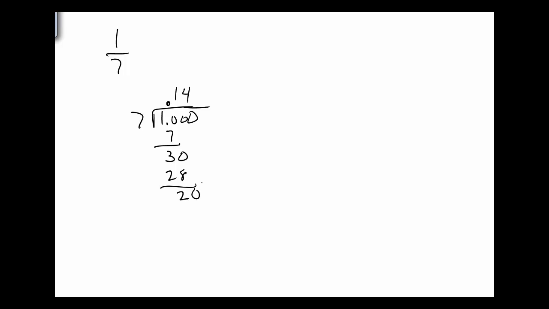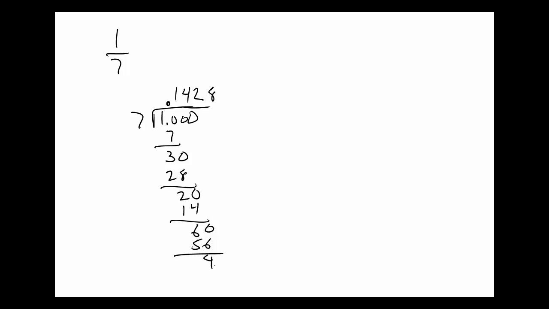Remainder of 2, drop another 0. It goes in there twice, so 14, with a remainder of 6. Let's see, it goes in there 8 times. So that would be, sorry, I didn't drop the 0 down, so it'd be 56. So remainder of 4.